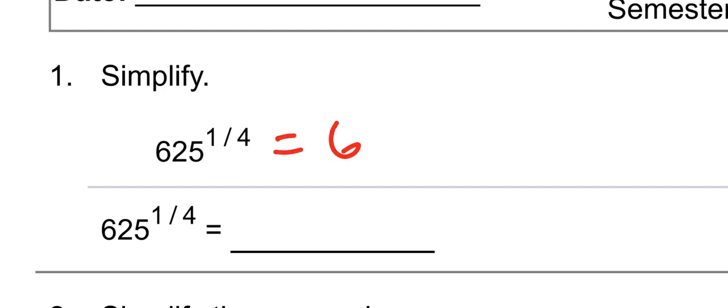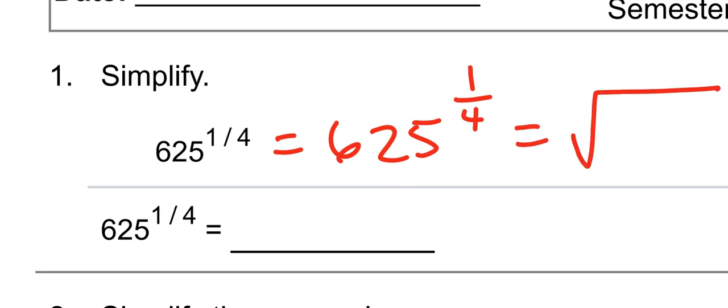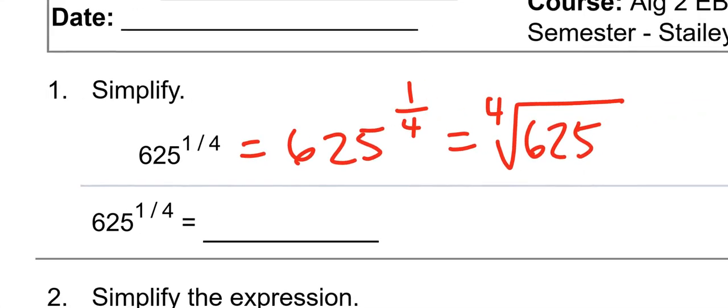Okay, so 625 to the 1/4 power. What root are we dealing with? Square root, cube root, fourth root, fifth root, sixth root, seventh root, eighth. What root are we dealing with? It is the fourth root of 625 to what power? To the first. And you know that raising something to the first power doesn't change it, right? So I need the fourth root of 625. Use your machine if you don't know it off the top of your head.